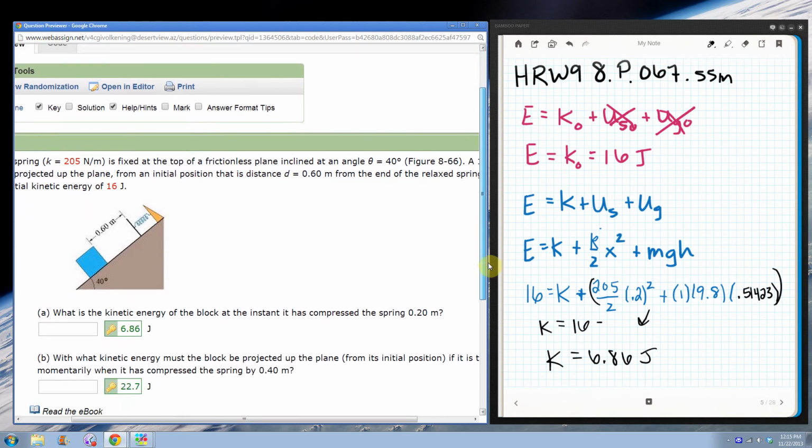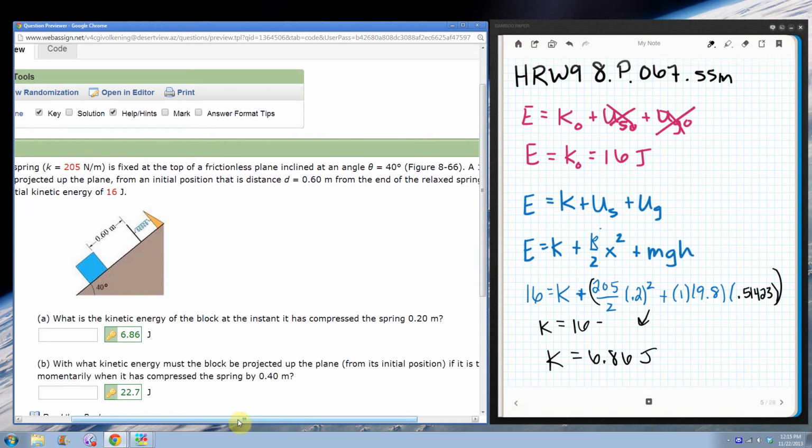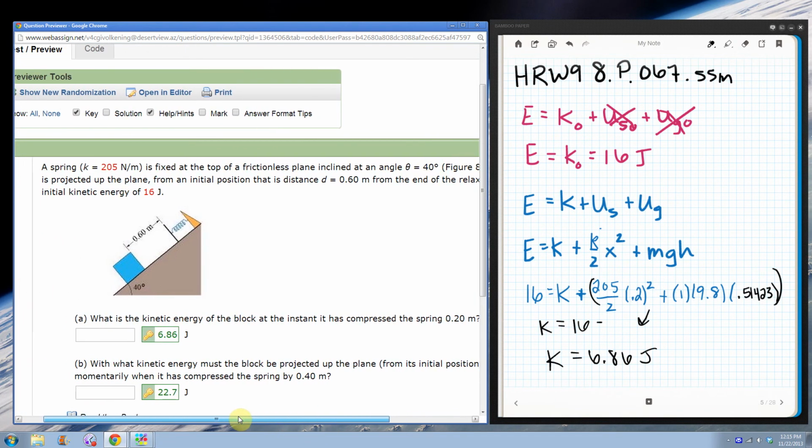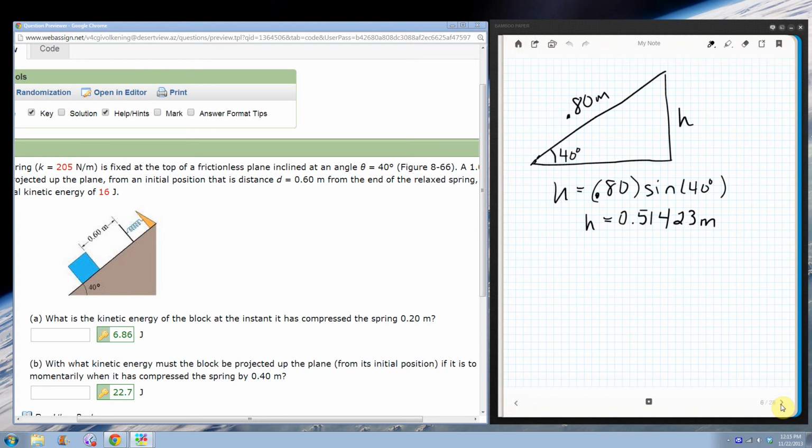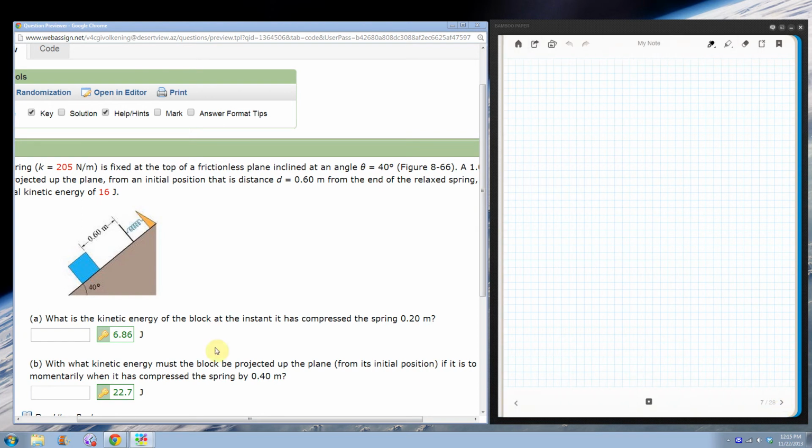Let's look at part B. With what kinetic energy must the block be projected up the plane from its initial position if it is to stop momentarily when it has compressed the spring by 0.4 meters? Okay, so in this case, we're saying that when it has compressed the spring, all of its energy is stored in the spring or as gravitational potential energy because it's stopped. So if it stops, that means the kinetic energy is 0.